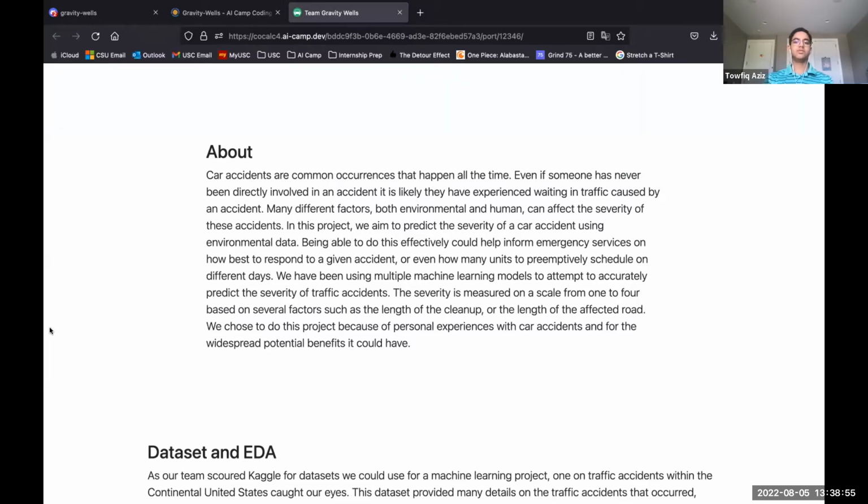So the severity is measured on a scale from 1 to 4 based on factors such as length of the road or how long cleanup will take. We chose this project based on our personal experience with car accidents and the wide range of potential benefits it can bring.